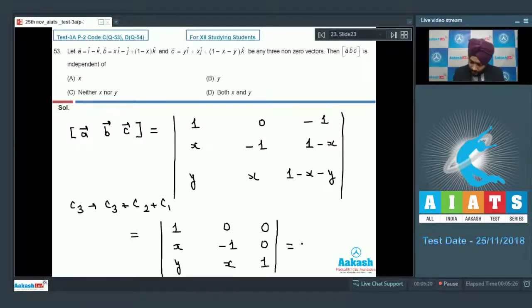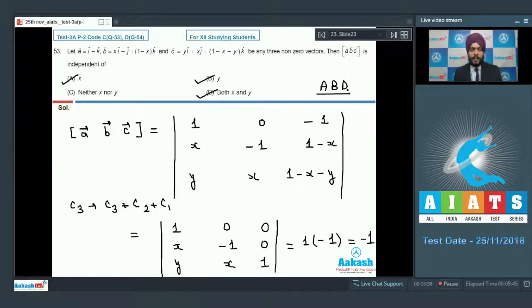So the answer will be 1 into minus 1. So the final answer is minus 1. That means it is neither dependent on x nor dependent on y. The question says what it is independent of. Answer is option number A, option number B, option number D. ABD. Okay.